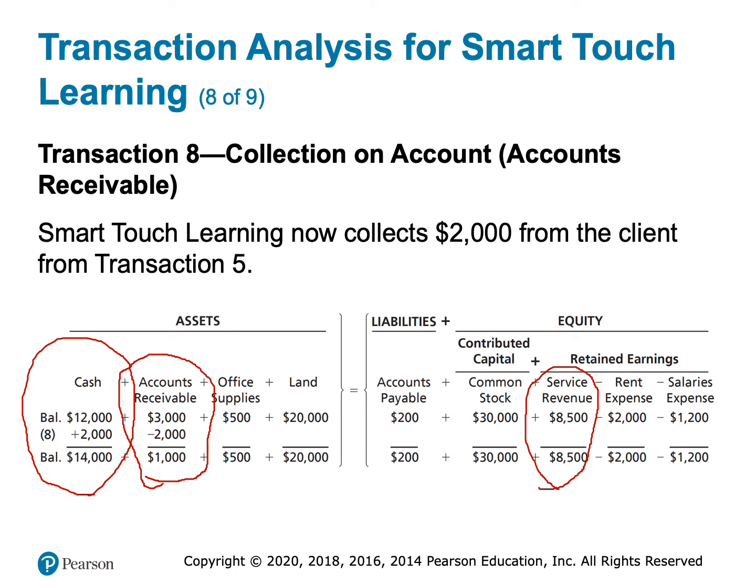But now I recorded the revenue back in transaction 5. I'm not going to do anything to revenue now. I didn't do any more work, so I'm not going to record more revenue. And them paying me doesn't affect the work that I've already done.